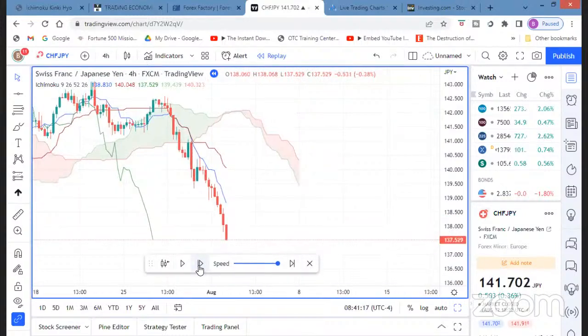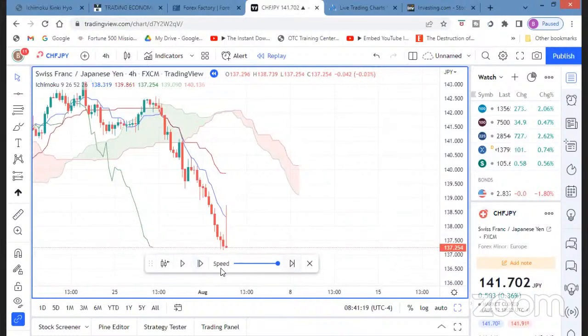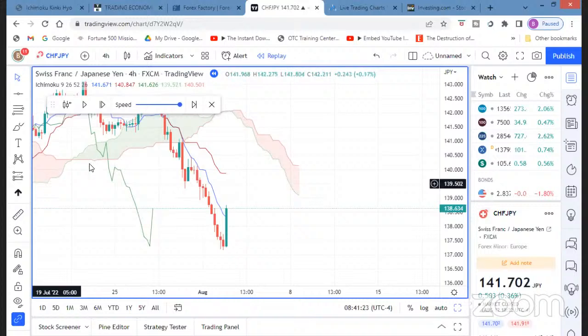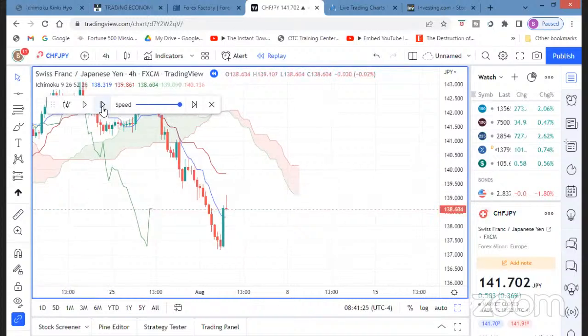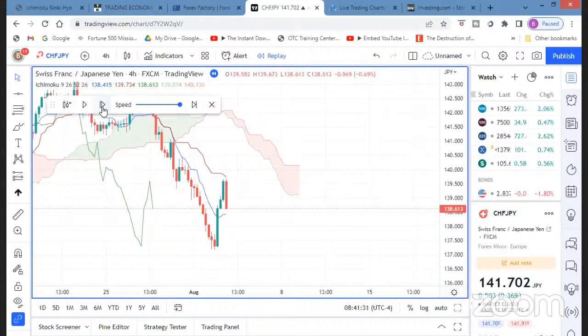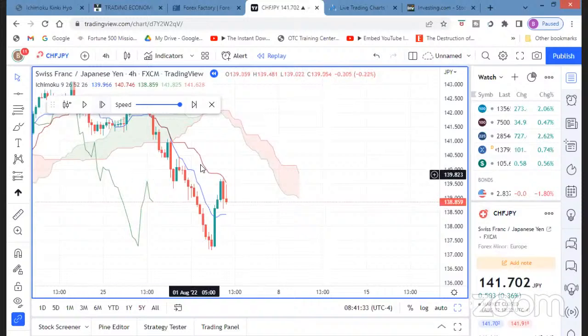Okay. So now, to look for signs of reversal, let's move it forward. Move this out of the way. And just look at it. Look at everything. Look at your Chikou span. Look at your lines here. Your Tenkan-sen, your Kijun-sen. Look at it.